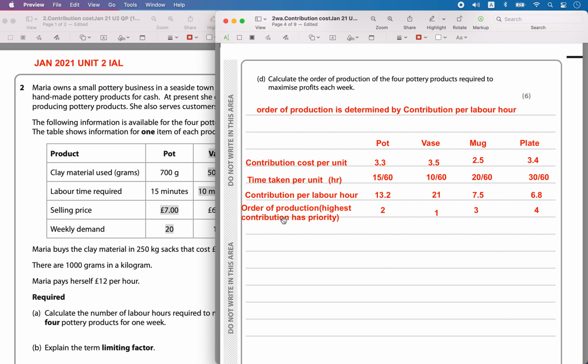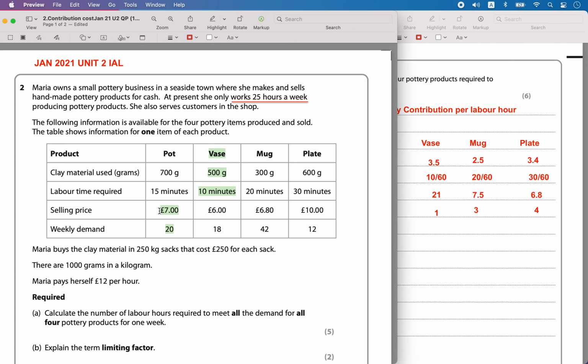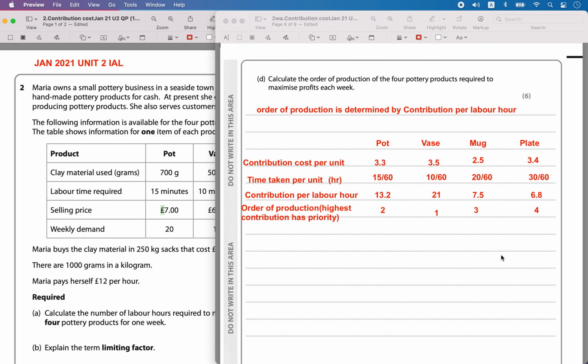So that is the contribution which you have got per labor hour. This is going to be in pounds, so the contribution per labor hour is pounds per hour. We have calculated that. The product with the highest contribution will have the highest priority. So that's how the order of production is determined.